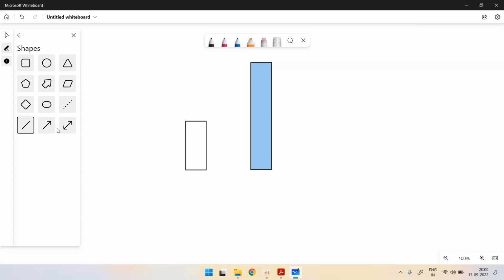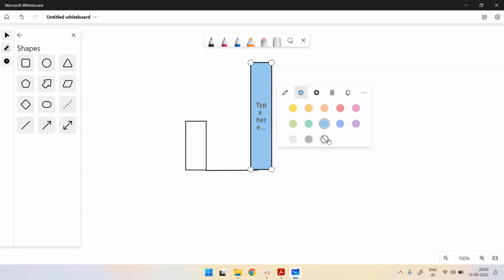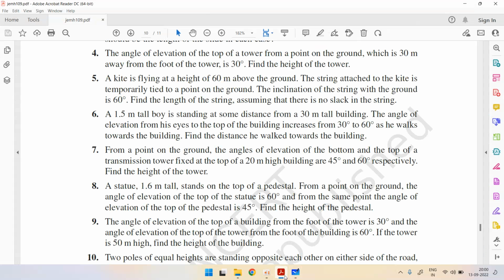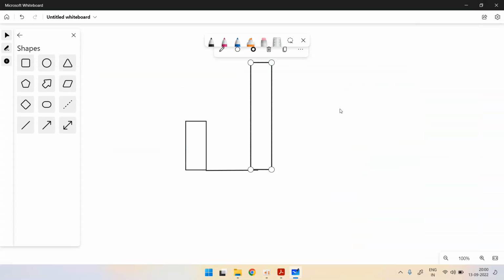So I'm joining this. And according to the question, it is said that this is building from foot of tower. Tower is and from the window 60 degree. So this is 30 degree and this 60 degree. So this is 30 degree. This is my building. This tower.